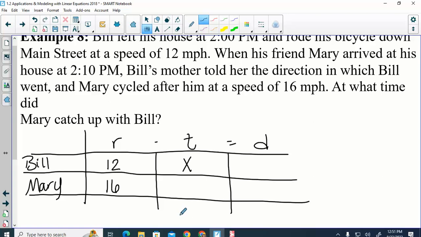It'd be like X plus 10 or something. Okay, you're on the right track. So, has she been riding longer or shorter than him? Minus. Shorter, so we have to subtract. Now, we have a problem.